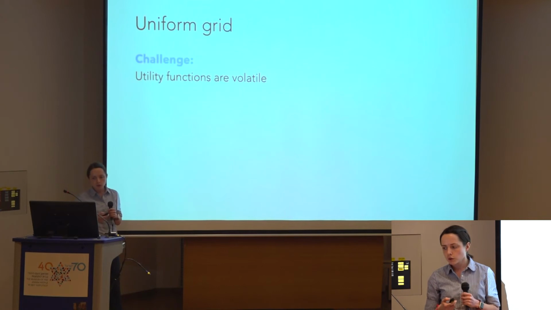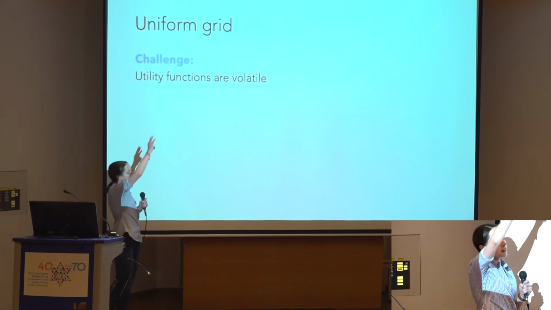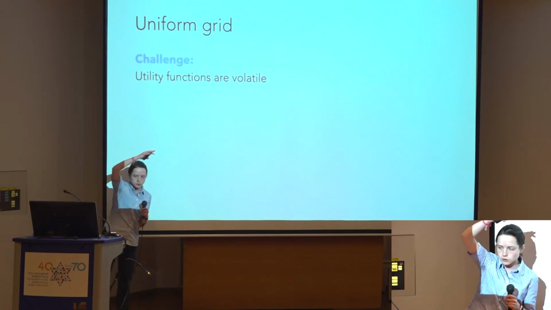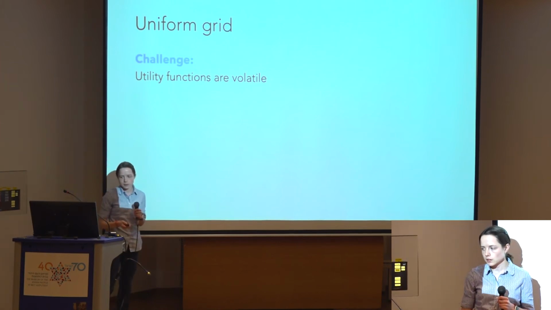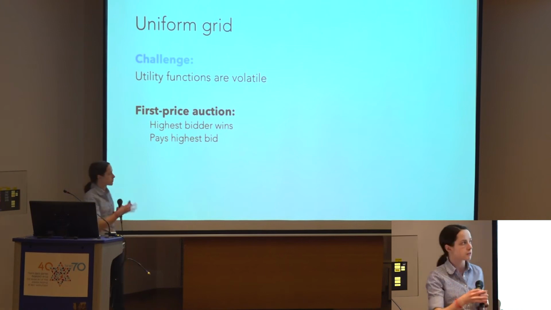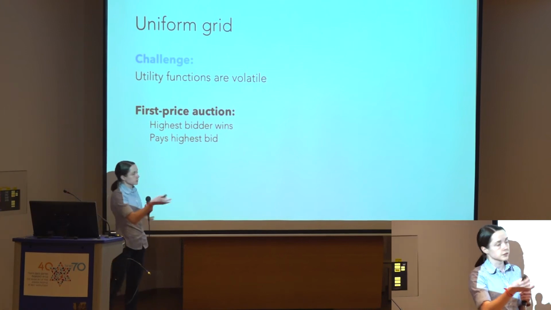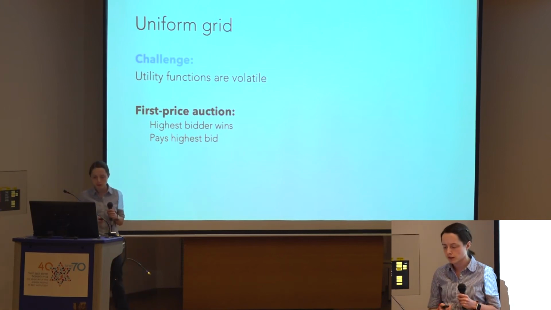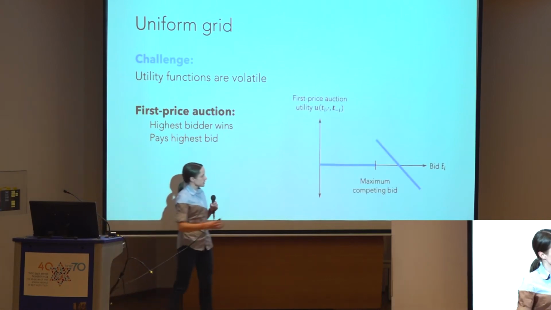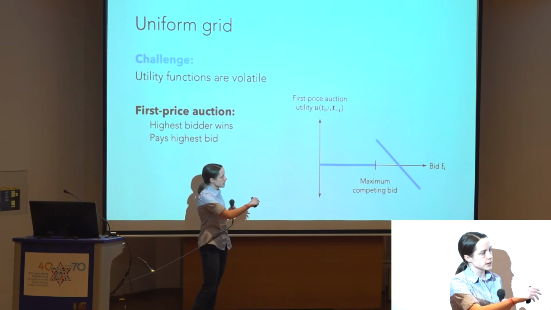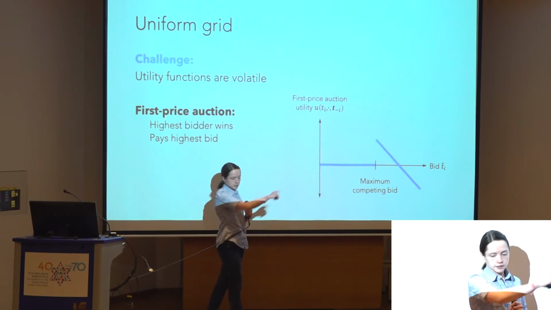Okay. So the key challenge in using this uniform grid approach is that these utility functions are volatile. So let's just think, for example, of the first price auction, where, of course, the highest bidder wins and pays their bid. So let's think about varying the bid Ti tilde along the x-axis.